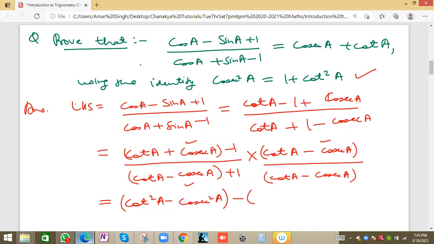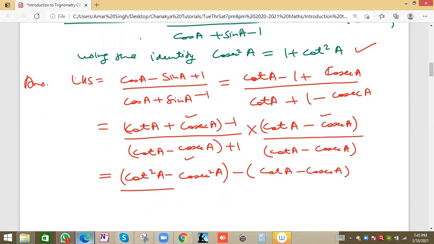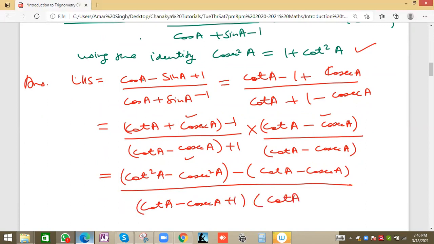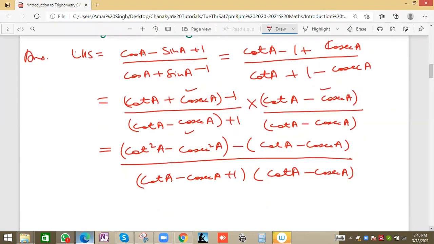So minus 1 into this value will be as it is, cot A minus cosec A, divided by cot A minus cosec A. This value we can write as it is, no problem, because one term will cancel out. Cot A minus cosec A plus 1 as it is, and again cot A minus cosec A as it is, correct.